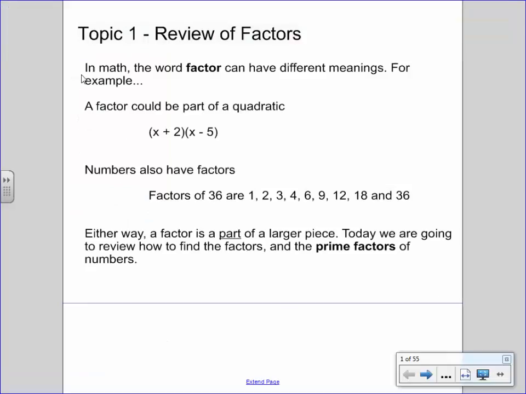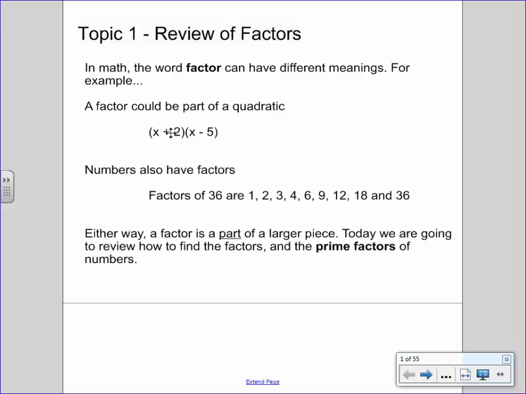Okay, so today's topic, we're actually going to review Math 10C. Before we go on, we're going to review factoring, but a different kind of factoring. I have listed on this slide one way that you've learned to factor, which is how to factor a quadratic. And really, factoring means break things up into its parts.